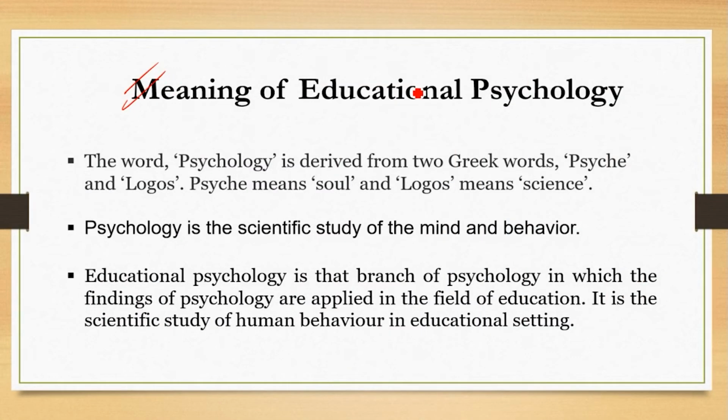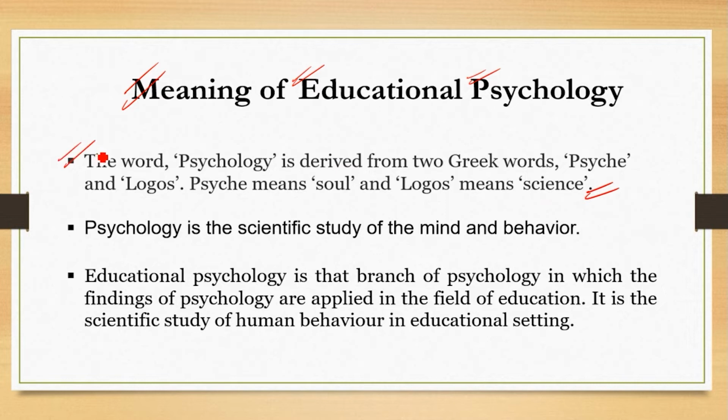Meaning of educational psychology. First of all, here we have two words, educational and psychology. We all know what educational is. It means with respect to education or related to education. And we have psychology. So let's see what psychology is. The word psychology is derived from two Greek words, psych and logos. Psych means soul and logos means science. If you join these two words, psych and logos, it comes to be the science of the soul.